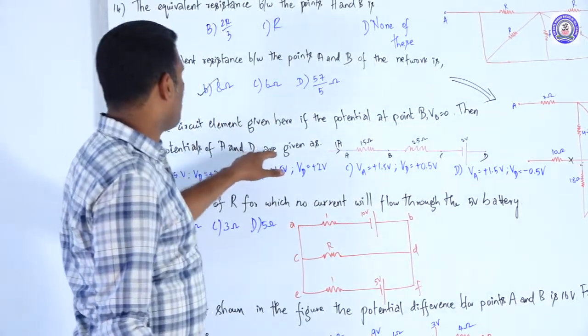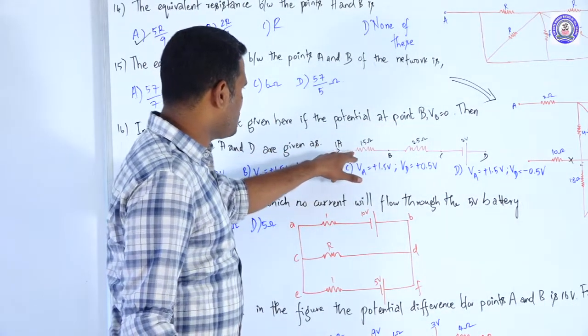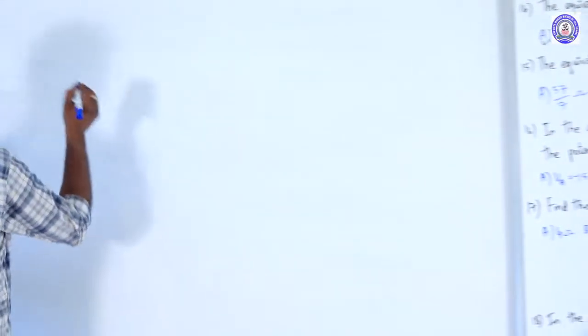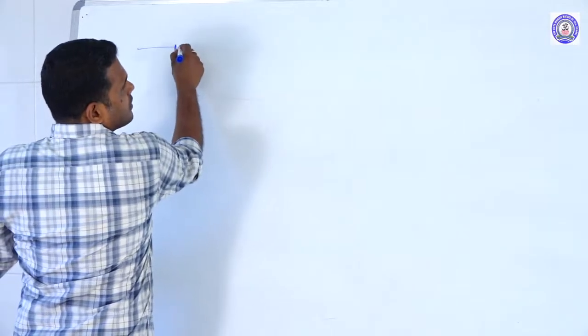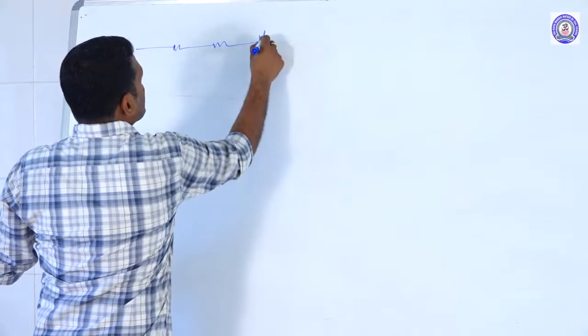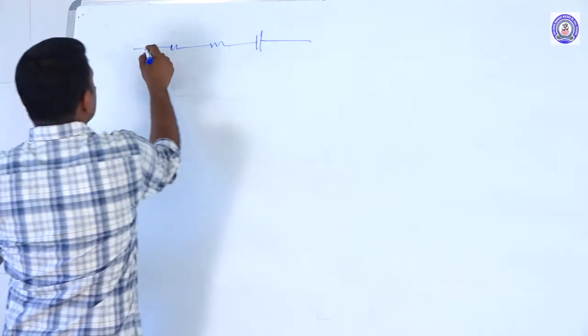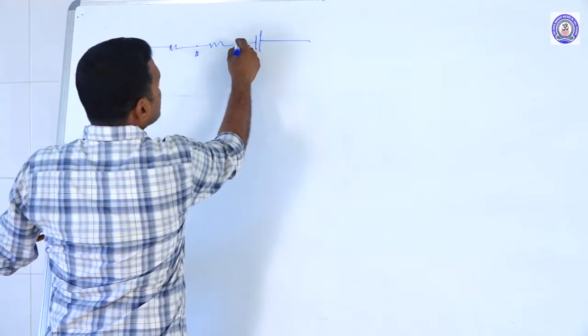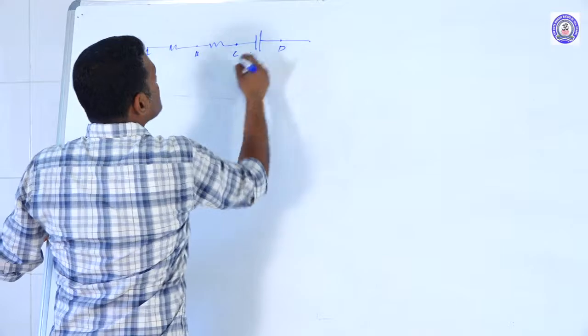Number 16. In the circuit element given here, if the potential at the point B is VB equals 0, then the potentials of A and D are given as. What is the potential of A and what is the potential of D? Just look at the diagram. 1 ampere current is flowing. This is potential point A and this one is B. This point is C and this point is D.